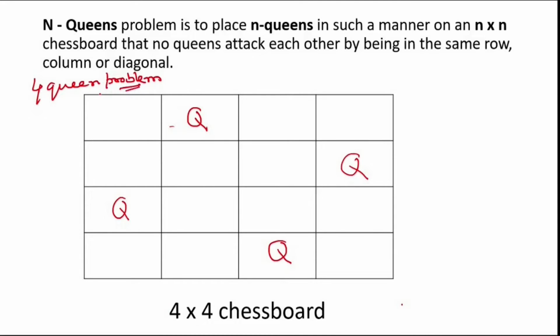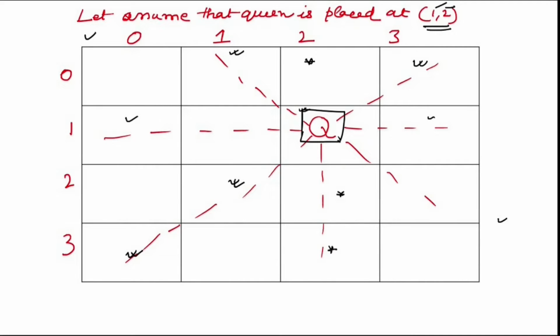You can solve this problem using dynamic programming also. Maybe, I don't know, greedy method and all other things you can try. But here our intention is to do it with the backtracking method. This is the n-queen problem. So you have to generalize this thing and then you have to proceed.